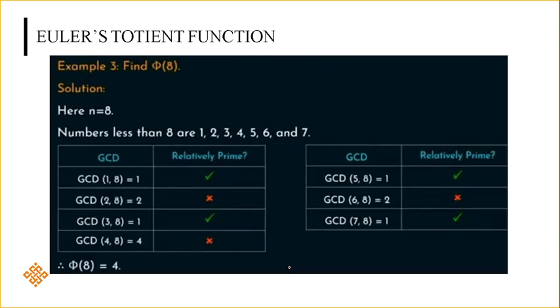Let's see one more example. Now find the Euler's totient function for 8, phi of 8. First note down all the positive numbers less than 8, that is 1, 2, 3, 4, 5, 6, 7. Now find the GCD of 1 and 8, to see whether they are relatively prime or not. Yes, it is 1 only. Now let us find the GCD of 2 and 8.